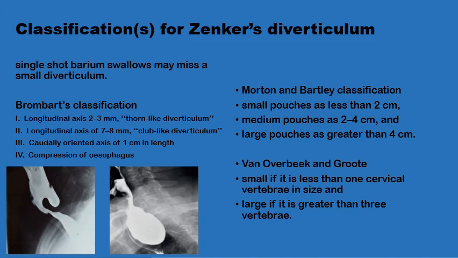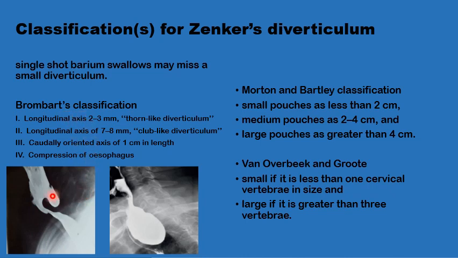The barium swallow would also be useful in the classification of the Zenker's diverticulum. Note that a single shot barium swallow may sometimes miss a small diverticulum, in which case videofluoroscopy would give a better result. The Zenker's diverticulum can be classified in various ways. There is the common Brombart's classification, which classifies the pouches according to their dimension.